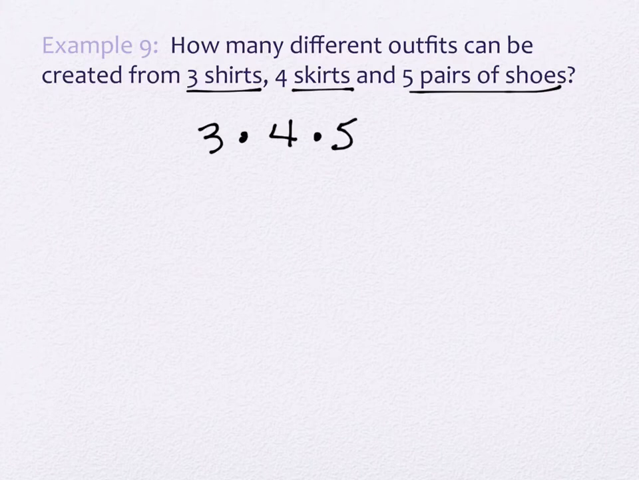And the fundamental principle of counting says that if I multiply 3 times 4 times 5, I will have the number of ways and the number of different outfits in this case that I've created. What number does that give me? 60. So there are 60 different outfits. So don't say you don't have anything to wear in your closet.